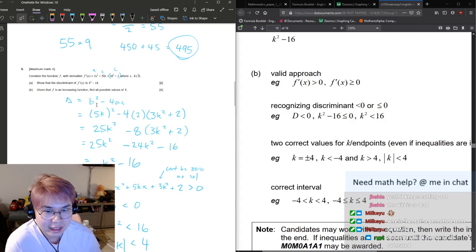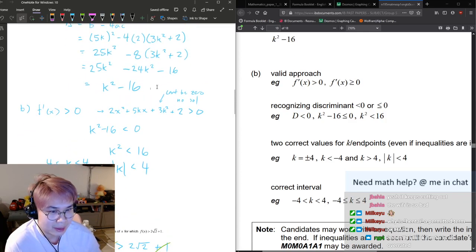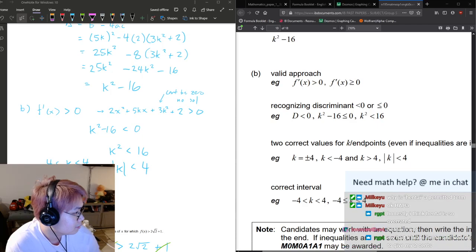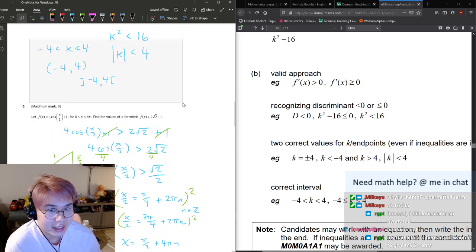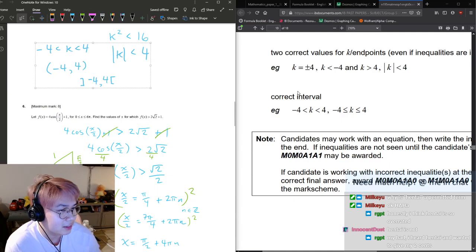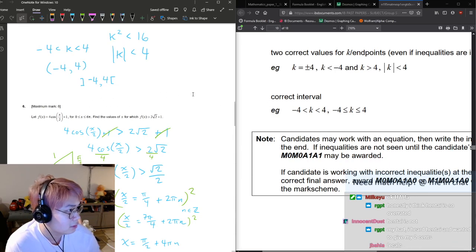Okay, oh, and then this was the other interesting one. Well, actually, was it? A little interesting. Given that f is increasing, then you need to be able to realize that that means it can't be zero, so your discriminant needs to be negative. So anyways, I gave these various answers, and then here they are. So that looks good.